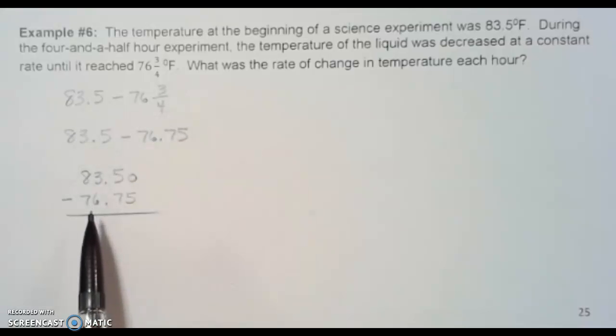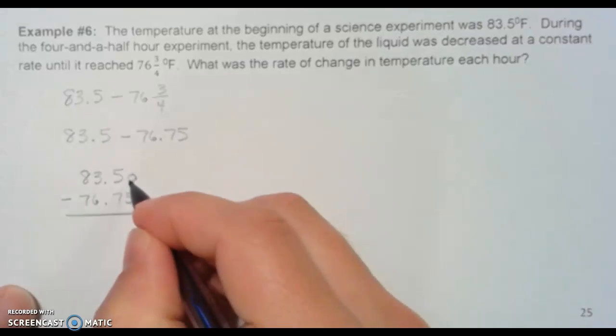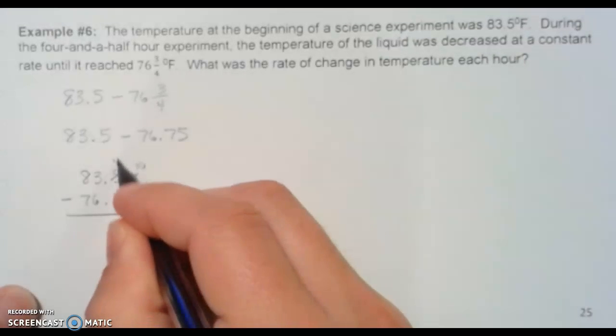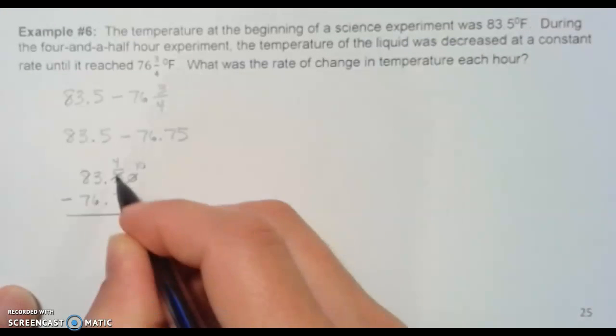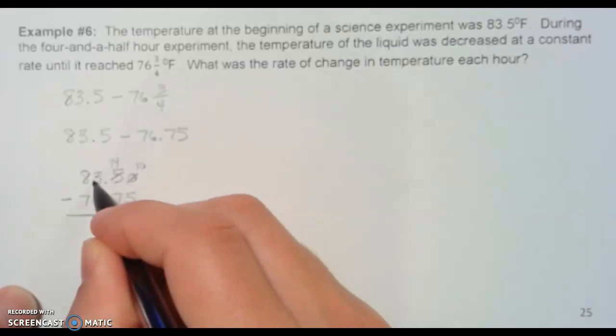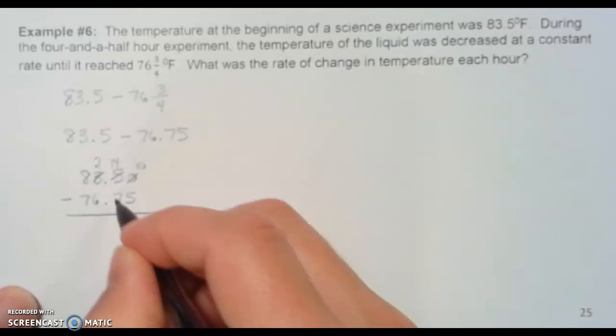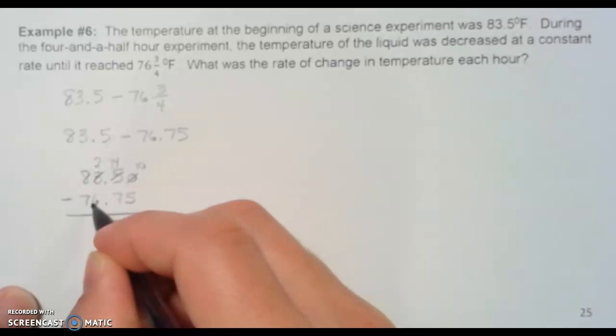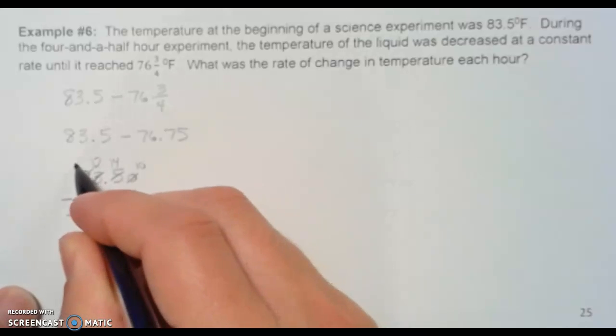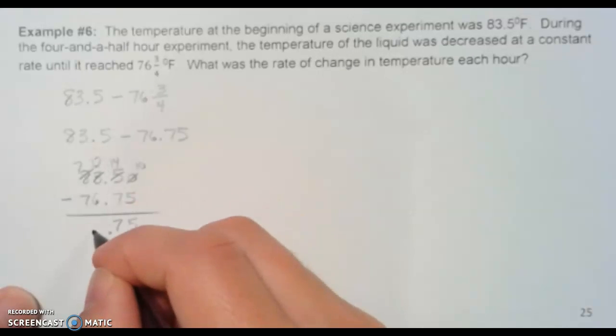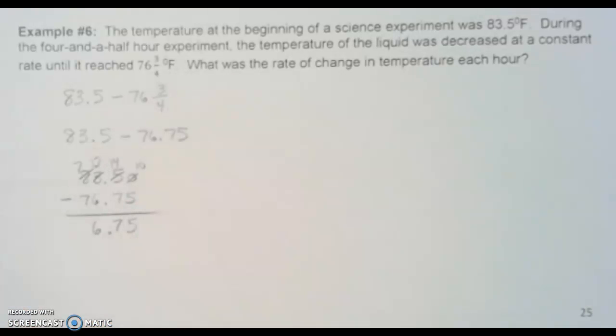So I'm going to take my starting temperature and ending temperature and subtract them. And again, one's a decimal, one's a fraction, so I converted the fraction to a decimal. And now let's go ahead and subtract. 0 minus 5, the 0 becomes a 10, and the 5 becomes a 4. 10 minus 5 is 5. 4 minus 7, that becomes a 14, and the 3 becomes a 2. 14 minus 7 is 7. 2 minus 6, that becomes a 12, and the 8 becomes a 7. 12 minus 6 is 6. So the total change in temperature was 6.75 degrees.